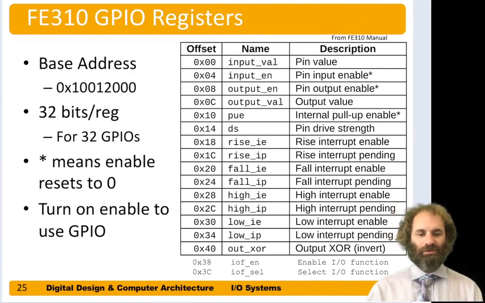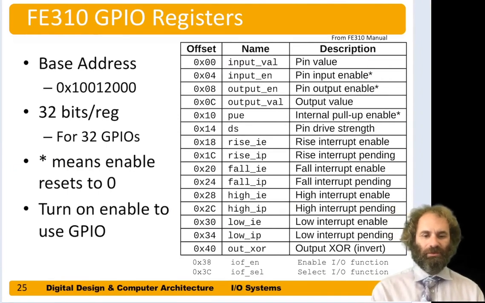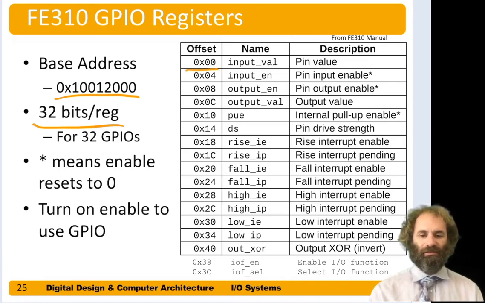The GPIOs are controlled by memory mapped I/O, and you may recall that the base address for the GPIOs was address 1001-2000. There are a bunch of registers starting at that address. Each register is 32 bits wide and has 32 individual bit fields to control the 32 different GPIOs. So 32 bits is 4 bytes, so each register is 4 bytes past the previous one. And the first 4 registers are input value, input enable, and output value.